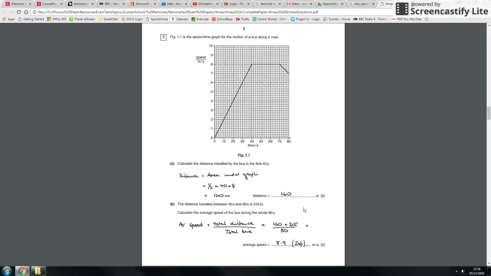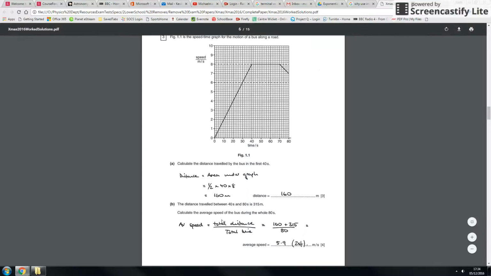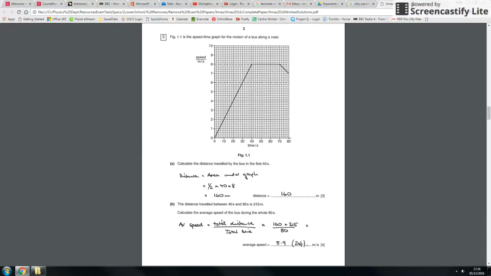I did give ECF here, so you could have got all 4 marks if you'd used 320 meters from part A and got therefore 635 meters, which gave an answer of 7.9, I think. So I did give ECF here. You could have got all the marks, but you didn't get all the marks if it wasn't clear what you were doing. There are 4 marks here: equation, sum, answer, unit. And so to get the marks, this was a pretty simple question. You had to explain very clearly what you were doing.